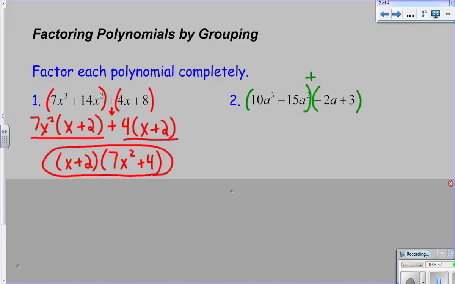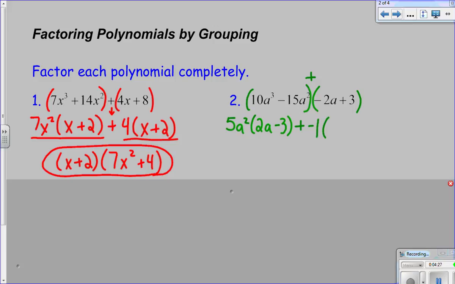Now I'll factor out each of the two groups separately. I'll factor out a 5a squared from my first group, leaving me with 2a minus 3. Then I have my plus sign that comes next. I'm going to bring that down. And in the second group, the only common factor that I have is 1. And I'm actually going to factor out a negative 1 from this example so that my negative 2a becomes a positive 2a.